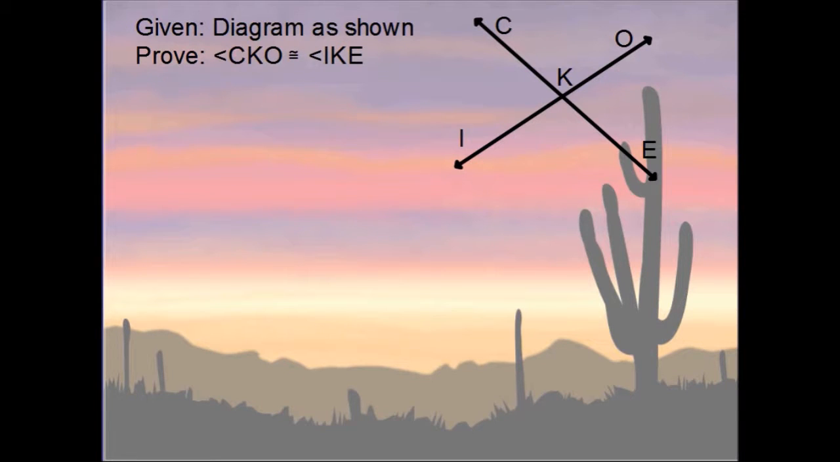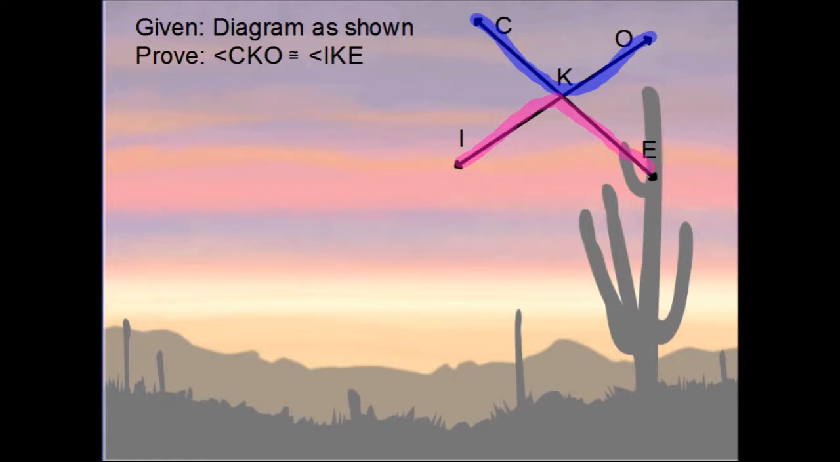Alright, for our next example, we have a given diagram shown, and we're going to try and prove that angle CKO is congruent to angle IKE. Well, let's go over those angles and see what we're looking at. Angle CKO is going to be this angle right here. And we got angle IKE right here. And what do you notice about them?